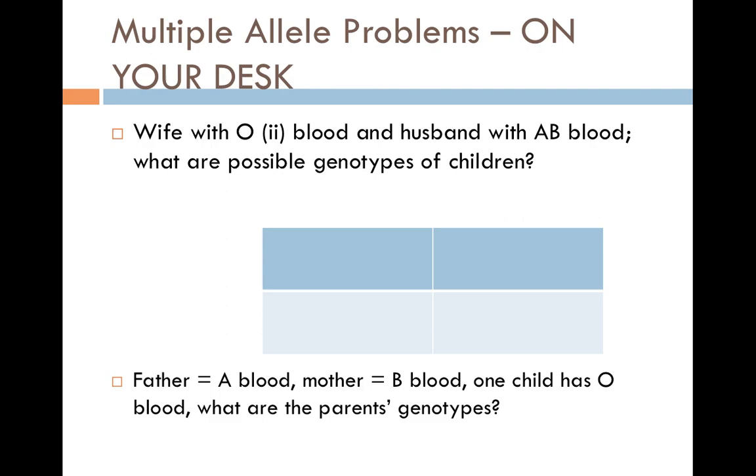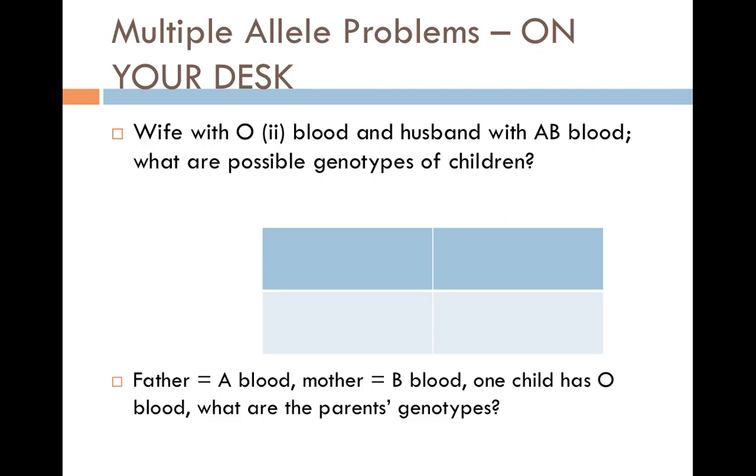So let's do a practice problem. We have a wife with O blood, so her genotype would be little i, little i, and the husband with AB blood, and you should be able to go and check the genotype you just wrote down for AB blood. There's only one. And I want you to figure out what's the possible genotypes of their children.